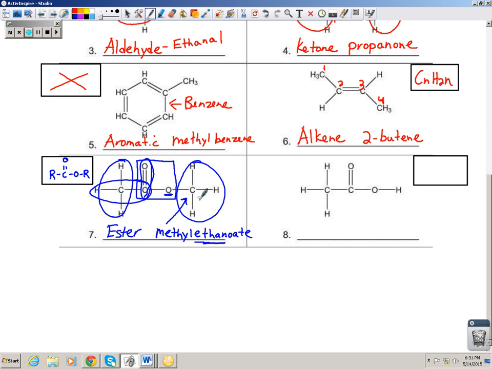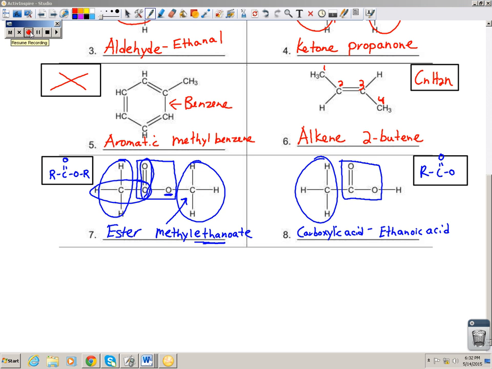And one more to do on this page. Did you figure out that number 8 would be a carboxylic acid? And the name of it would be ethanoic acid. Now what I want you to do is complete the back side of the page yourself.